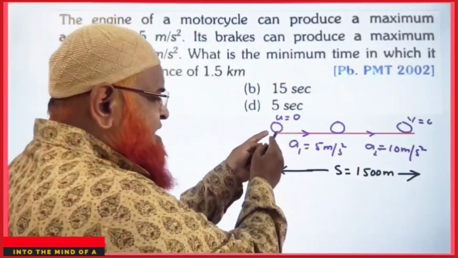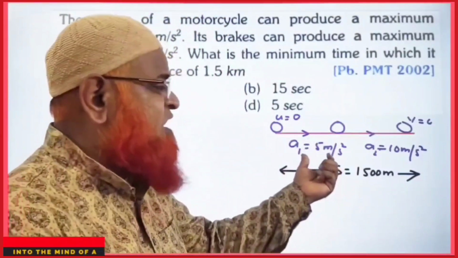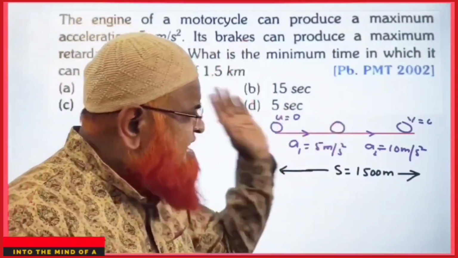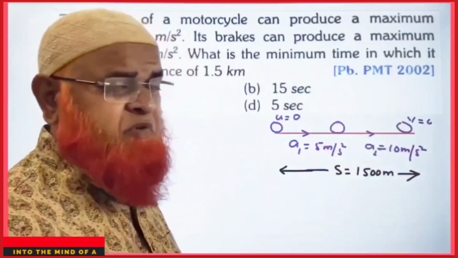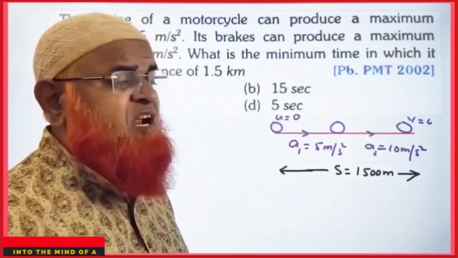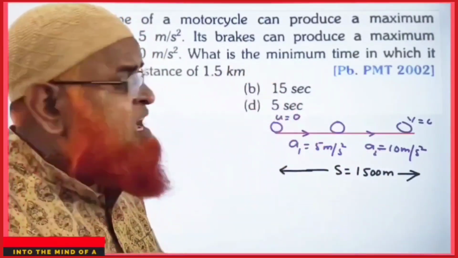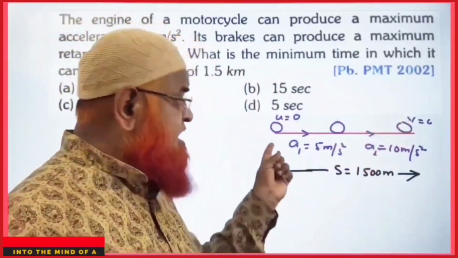A body starts from rest, moves with an acceleration of 5 meters per second square up to here, and then decelerates and comes to 0. It decelerates with an acceleration of 10 meters per second square. It travels a distance of 1500 meters, given as 1.5 kilometers. He is asking us to find out the time taken to travel from here to here.